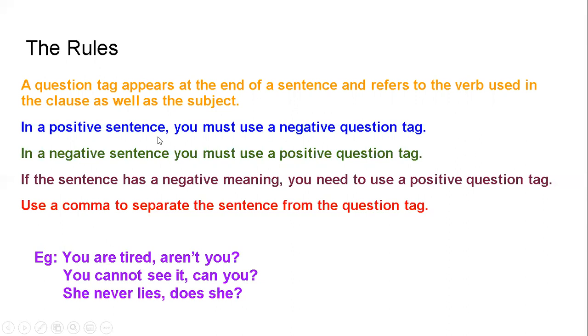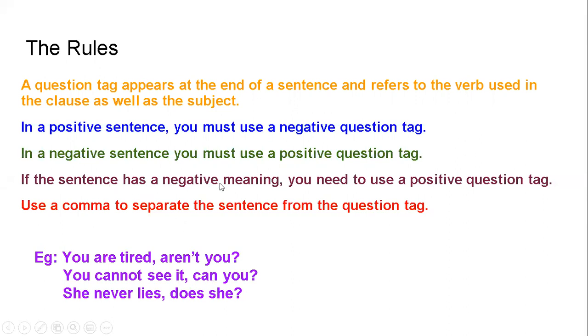Okay? In a positive sentence, you must use a negative question tag, and in a negative sentence, you must use a positive question tag. Look here. You are tired. That's positive. So you use a negative question tag. Aren't you? And if you can see a negative sentence like this one, you cannot see it, then you use a positive question tag like can you? You are tired, aren't you? You cannot see it, can you?